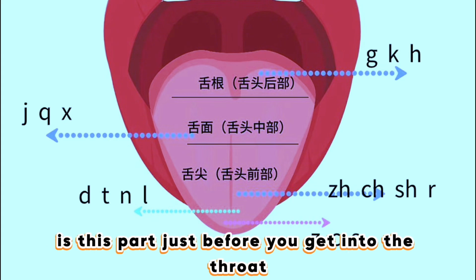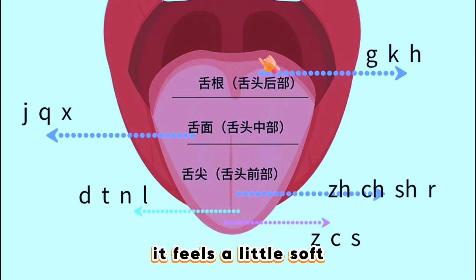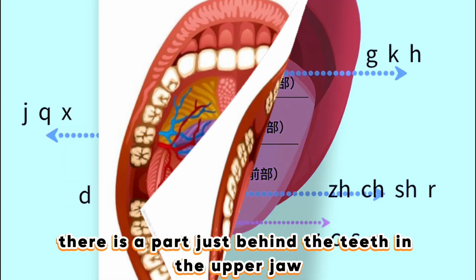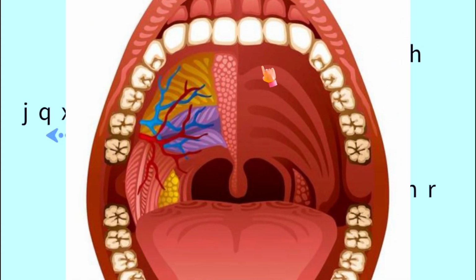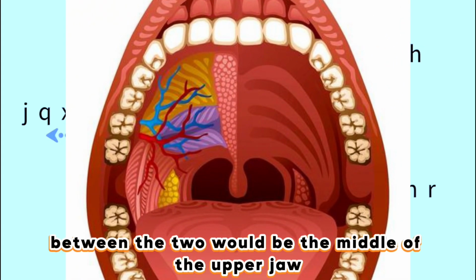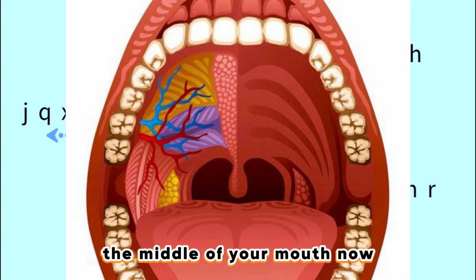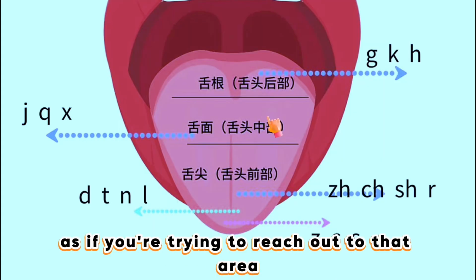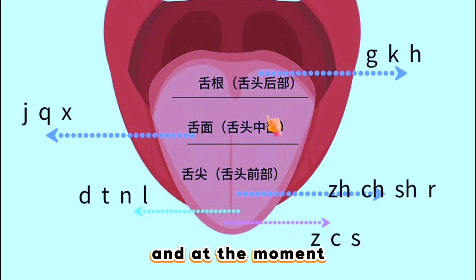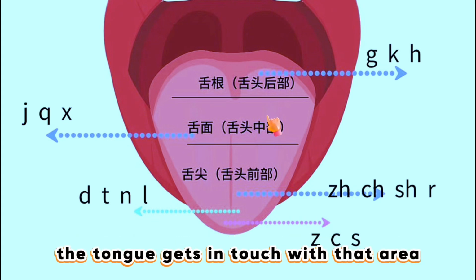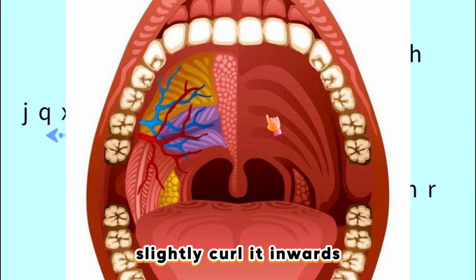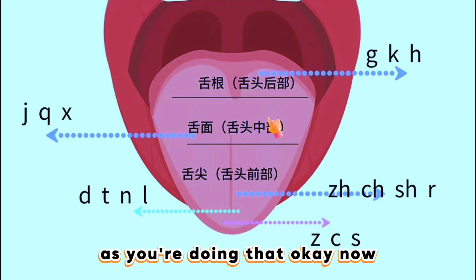There is this part just before you get into the throat. It feels a little soft. And then there is a part just behind the teeth in the upper jaw that feels hard. Okay? Now, between the two would be the middle of the upper jaw, the middle of your mouth. Now, raise your tongue as if you're trying to reach out to that area. And at the moment the tongue gets in touch with that area, did you feel it? Now, slightly curl it inwards as you're doing that, okay?